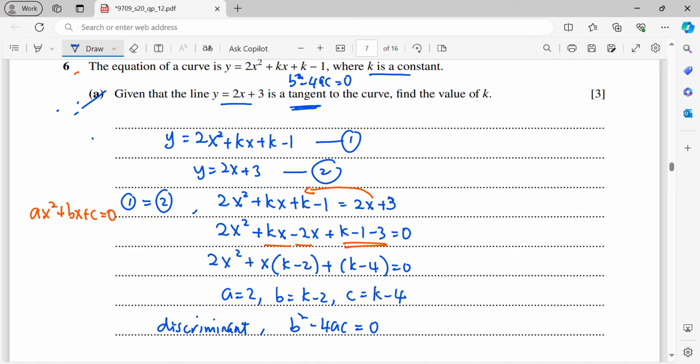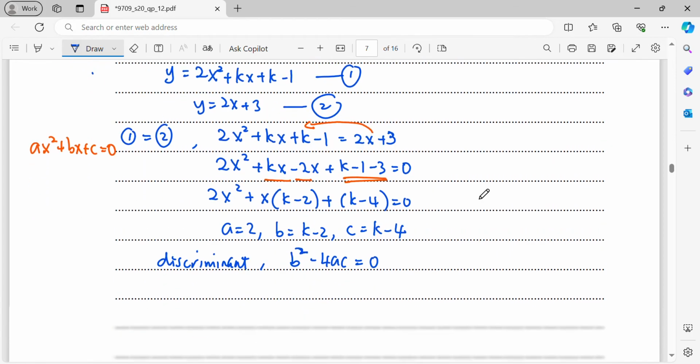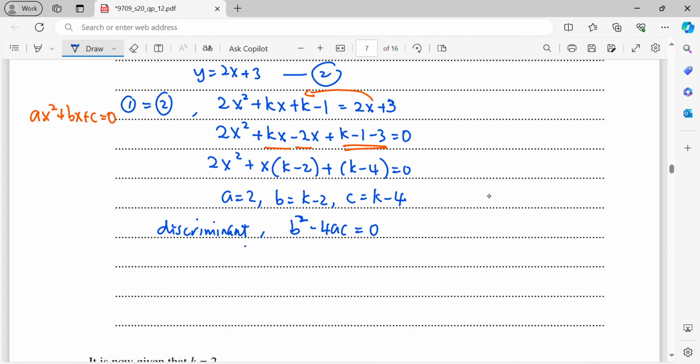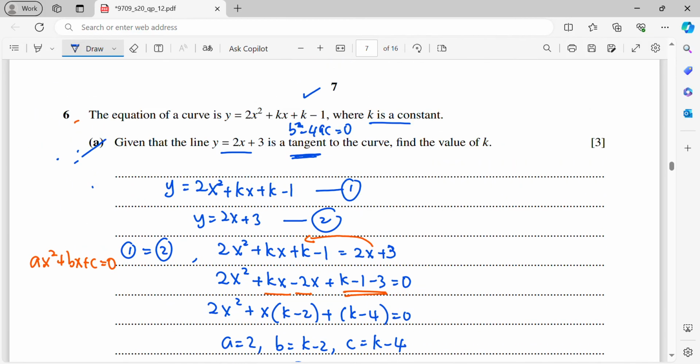Remember, tangent means there's only one intersection point, or I would say that the line touches the curve at one point. Therefore, discriminant equals to 0. So now just replace k minus 2 squared minus 4, a is 2, c is k minus 4, then equals to 0. Now the question is asking for k value, only 1 k.